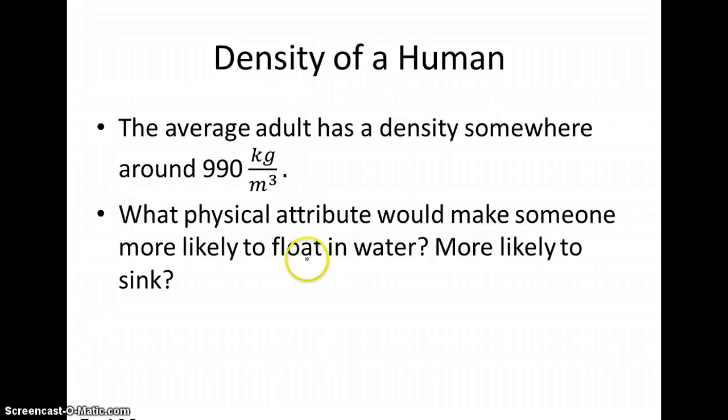Right? And so if I am a person and I have a greater fat content, or if I increase my fat content, then that is going to make me more likely to float because I am more buoyant. Fat is less dense than muscle, right? Likewise, if I increase my muscle content, then I am more likely to sink because muscle is more dense than fat. It takes up less volume and it has more mass per volume than fat.